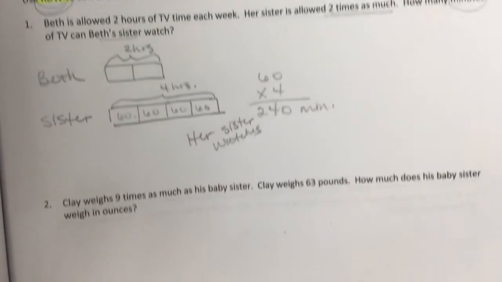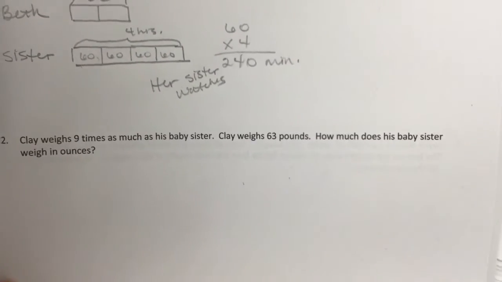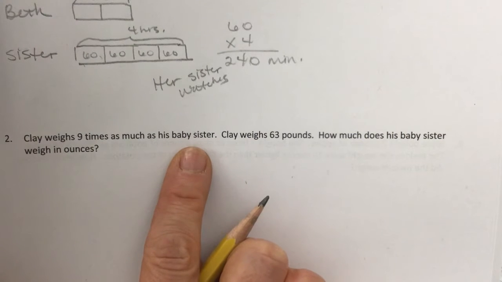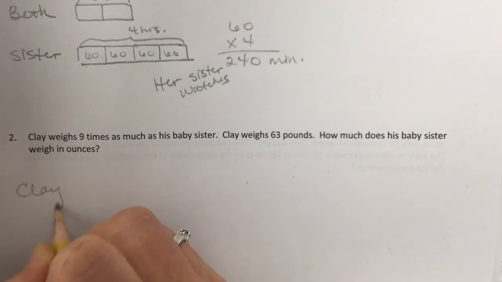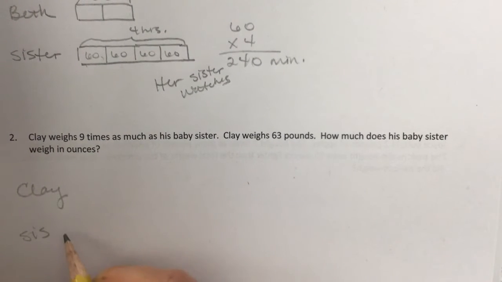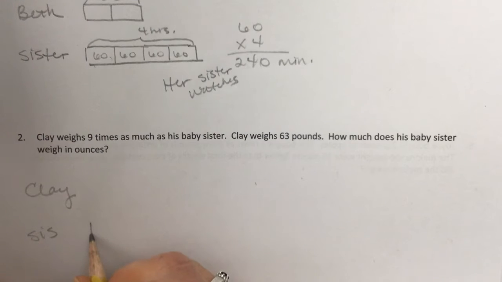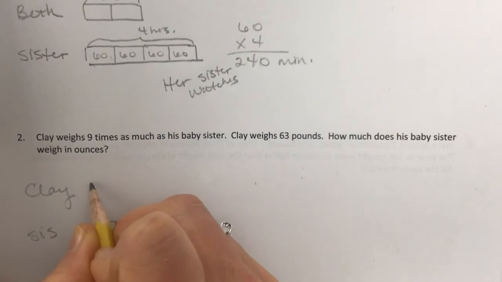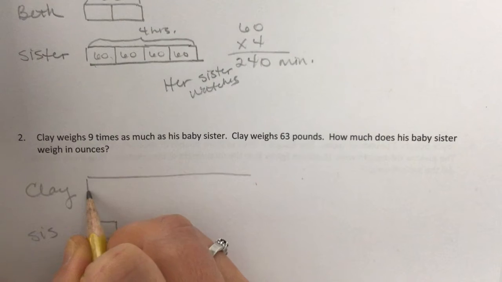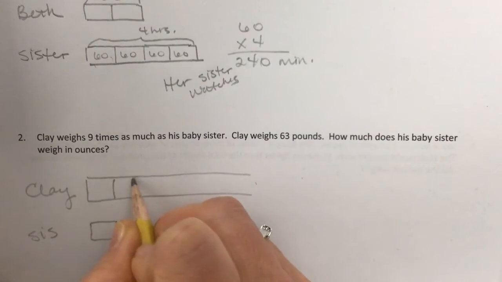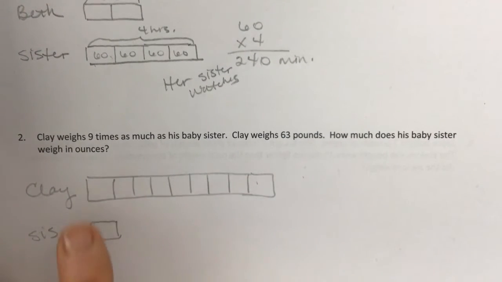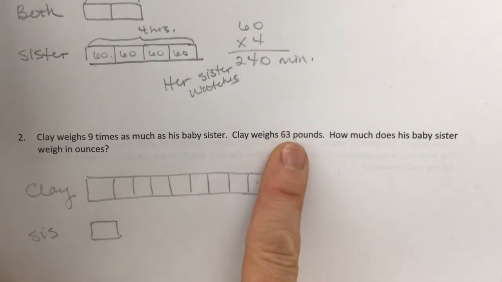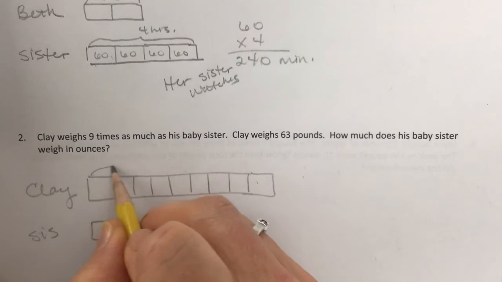All right, number 2, let's check. Clay weighs 9 times as much as his baby sister. Ooh, okay, well, let's draw that. Here's Clay, and here's his sister. Well, if he weighs 9 times as much, I'm just going to give her 1 little box and him 9 boxes. 1, 2, 3, 4, 5, 6, 7, 8, 9. So he weighs 9 times as much as his sister. Clay weighs 63 pounds, so let's label that.